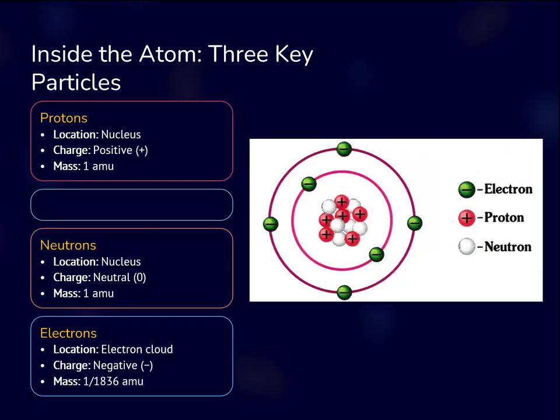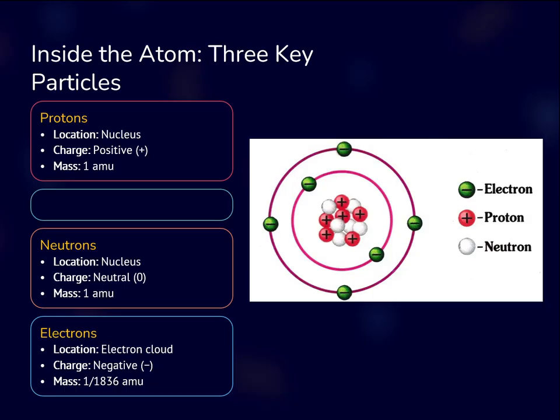Every atom, no matter what element it belongs to, is built from just 3 types of subatomic particles. First, in the very center, or nucleus, are the protons. Each proton carries a positive charge and has a mass of about 1 atomic mass unit, or AMU. Right beside them are the neutrons, which also have about 1 AMU of mass, but no charge. They're neutral. Together, protons and neutrons make up almost all of the atom's mass.